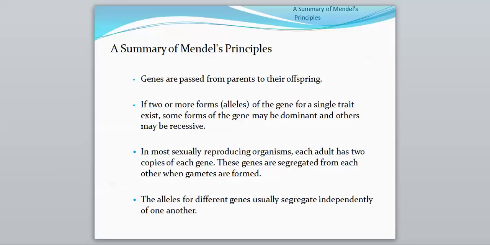And in most sexually reproducing organisms, each adult has 2 copies of each gene, and these genes are segregated from each other when gametes are formed. And then the alleles for different genes usually segregate independently of one another. So those are a summary of his principles. I would know those are going to be pretty important.